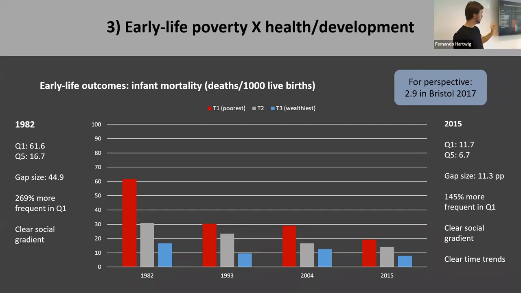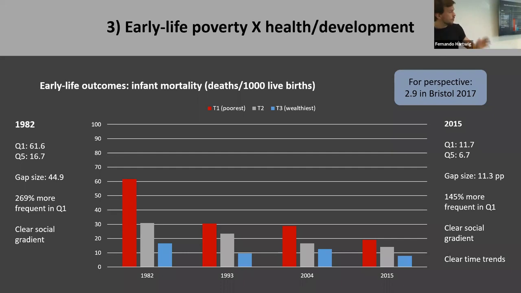Here I'm not dividing the population in five, I'm dividing in three, because the numbers are much smaller. So to have better resolution, I just did three groups instead of five, but the interpretation is the same. When we go to 2015, what do we see? We went from 62 in the poorest to 12 in the poorest. So in 2015, the poorest are doing better than the wealthiest in 82. So a massive reduction in infant mortality rates over time.